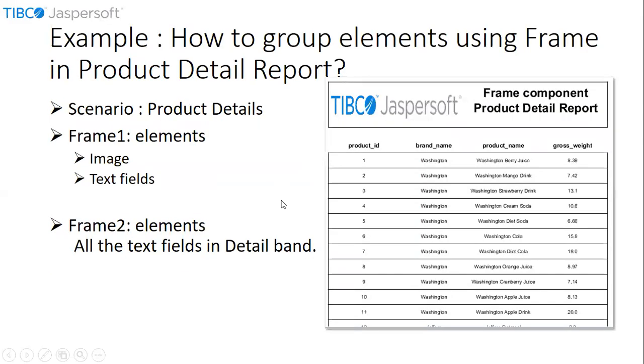Now let us move on to the example. Let us consider the scenario of a product detail report. On the report, we are going to display the company logo and the title, and we are going to embed these two elements in a frame. That means we are going to create a frame component based on these two elements. And in the other frame, we are going to group the detail band text fields. So let us see how we can do this.